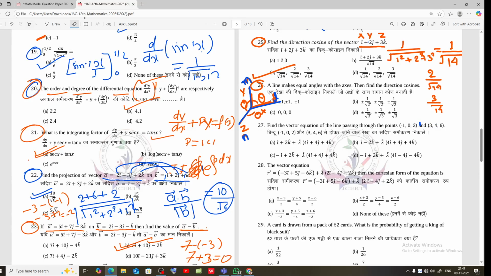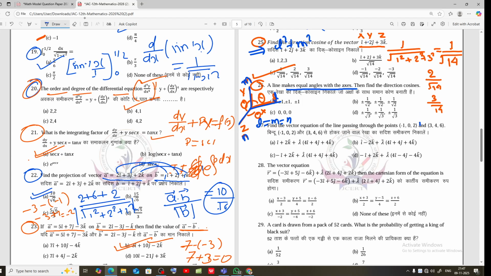In this question we have written make equal angle with axis. All angles equal. That means l equals m equals n. You have two conditions in the direction cosine: l square plus m square plus n square equals 1. Since l, m, n are all equal, it can be written as l square plus l square plus l square equals 1.